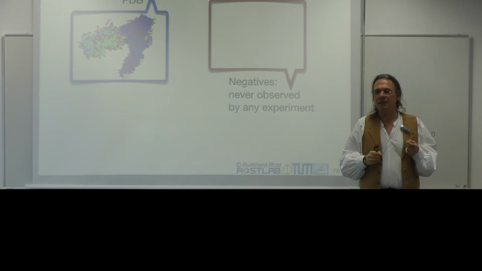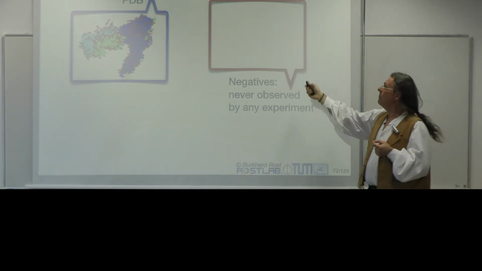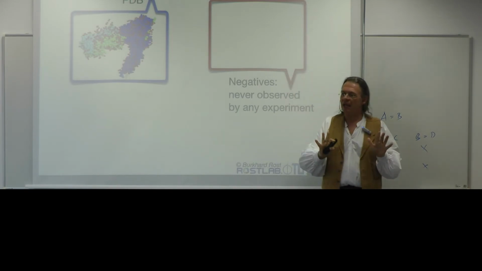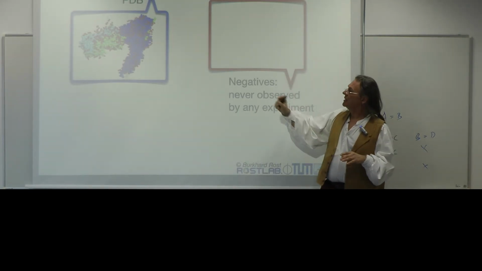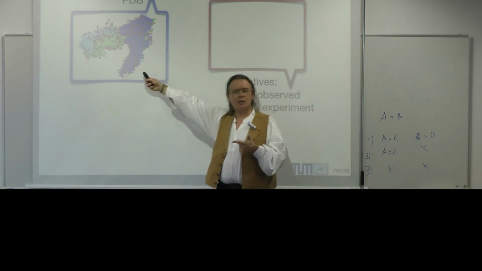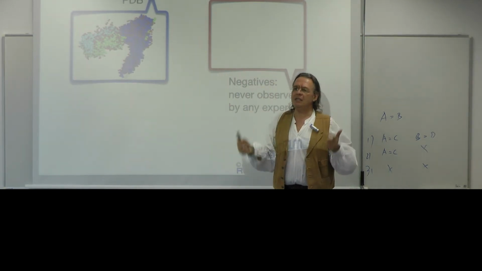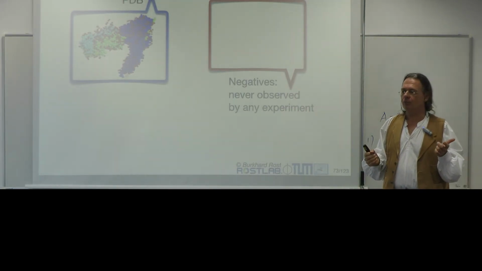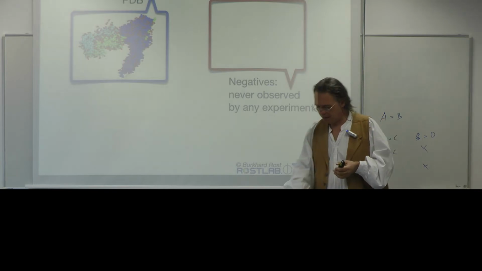The way we did it now, we argued, if anybody, by whatever resolution experiment, yeast two-hybrid, mass spec, whatever they have, says that A and B interact, we throw that out. Positives are only the ones in PDB. Negatives are everything that nobody in any resolution has ever seen. Okay? Is the idea clear?